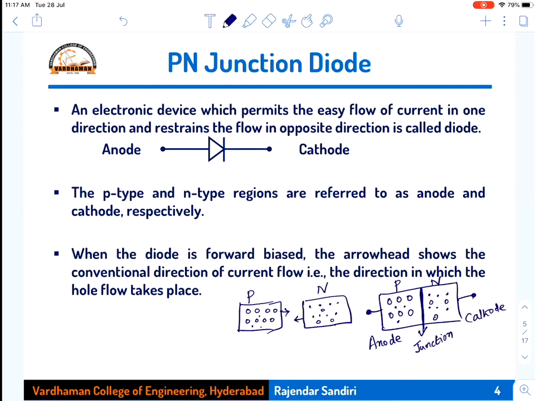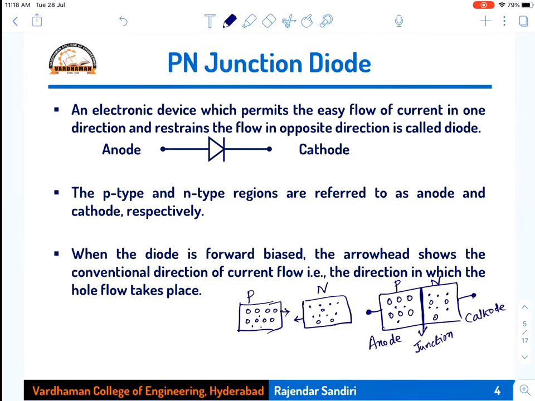There are two electrodes which are brought in contact with each other. Therefore, it is named diode. The name of the diode has come like this: Di stands for two, ode stands for electrodes. One is anode, the other is cathode. Anode is nothing but p-type semiconductor material. Cathode is nothing but n-type semiconductor material. Anode is positive, cathode is negative.